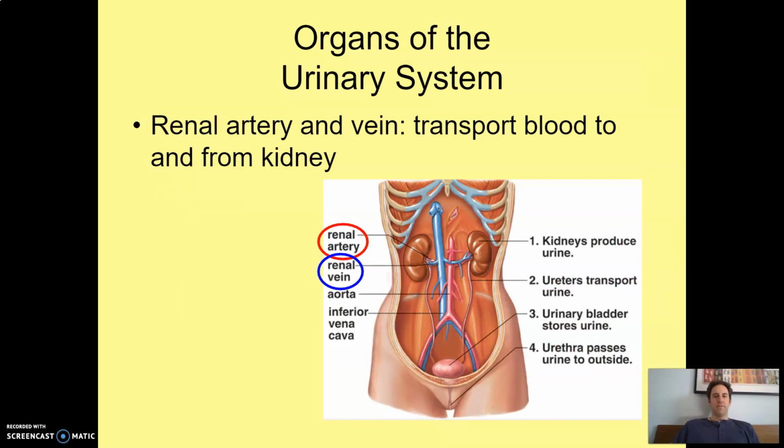Some other structures involved in the urinary system, the renal artery and vein. You may recall we talked about these when we learned the names of blood vessels. We kind of drew our inferior vena cava, our descending aorta, and we had this little nub sticking off of those two that we called the renal artery and vein. Those nubs didn't go anywhere at that time, but now we know about the kidney, so we can make them go somewhere. They go to the kidney, and the renal artery brings blood to the kidney. The renal vein brings blood back from the kidney.